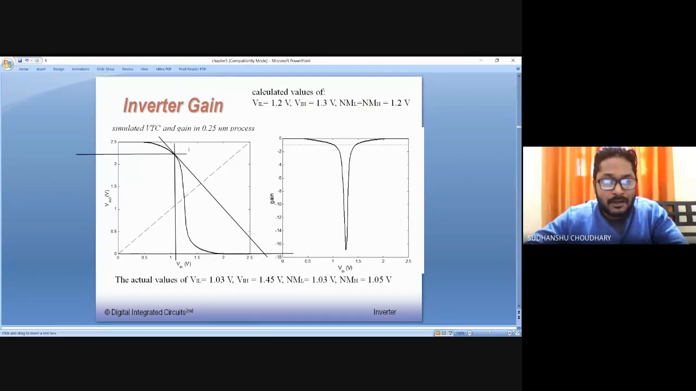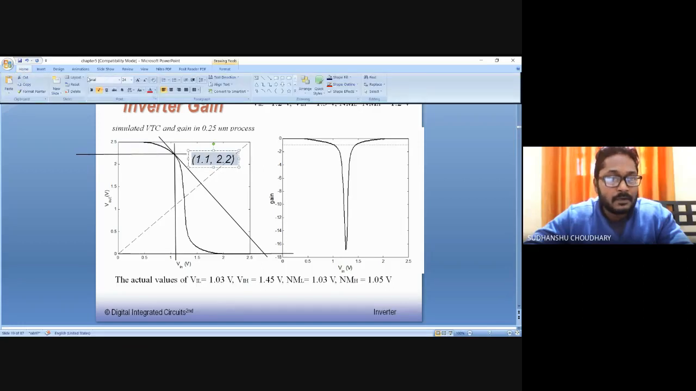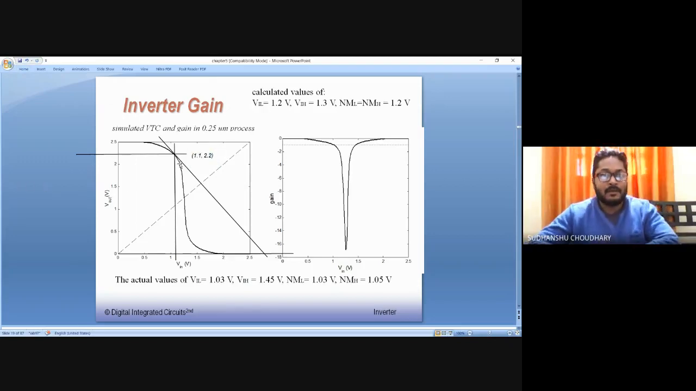So the coordinates for this point are 1.1, let's say, comma 2.2, let's say. Again, we are making approximations, so the result may not be that accurate, but yes, it will give us a hint of how these things are found. So let us say that the coordinates for this point are 1.1 comma 2.2, x and y.